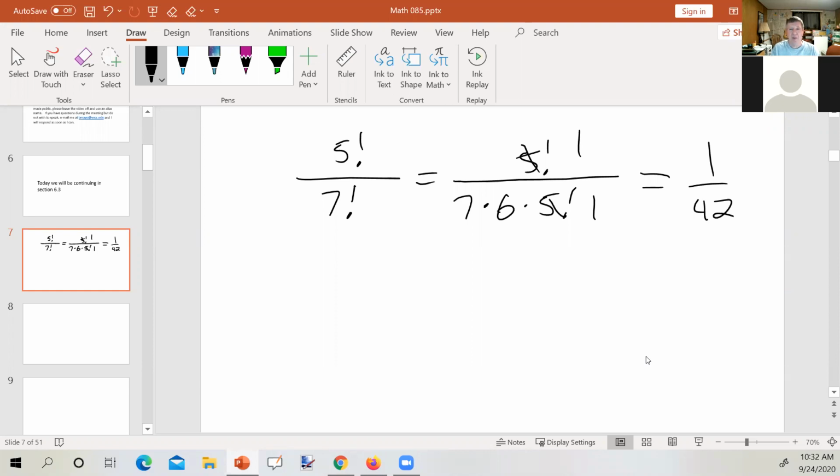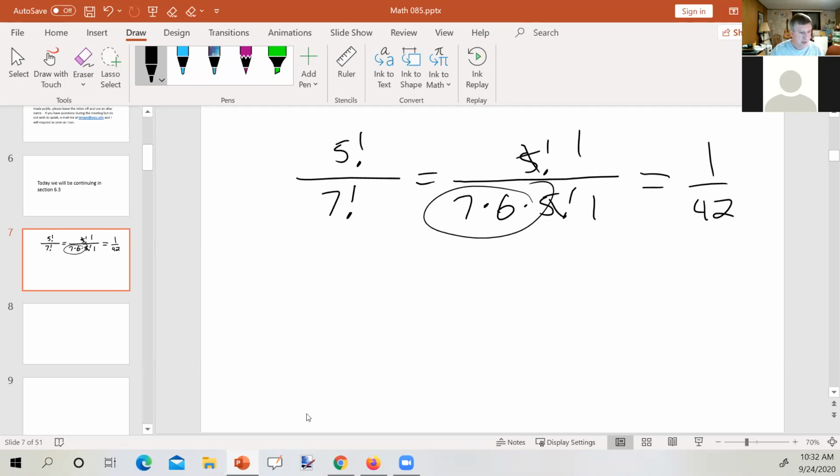Any questions about that? And if the answer you want to give is 1 over 42, not some decimal approximation, okay? So we took out a 5 factorial from the numerator and the denominator, reduced it down to 1 over 1, and then we still had 42 in the denominator.